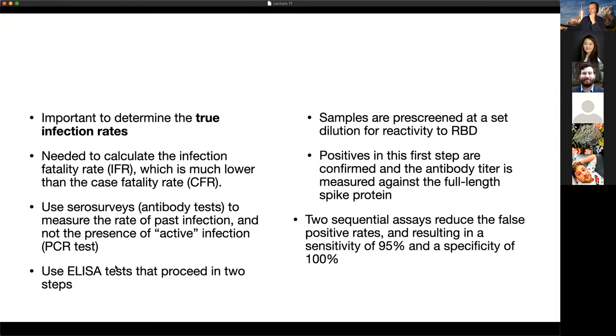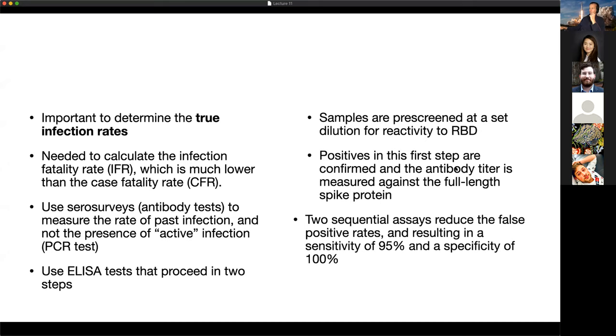This group designed their own test. It's a two-stage test where they basically do a batched pre-screen, where they pool a bunch of samples together and pre-screen at a set dilution for reactivity to the receptor binding domain. And then if a batch is positive, they perform subsequent testing on positive batches with a more detailed test, where they look at not just the receptor binding domain, but also the full-length spike protein.